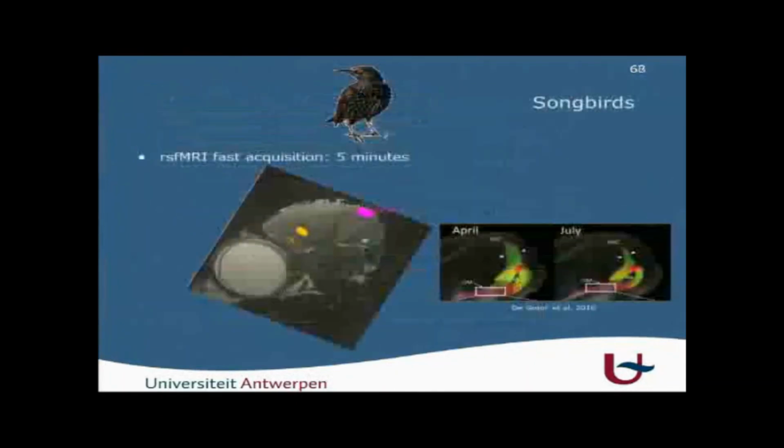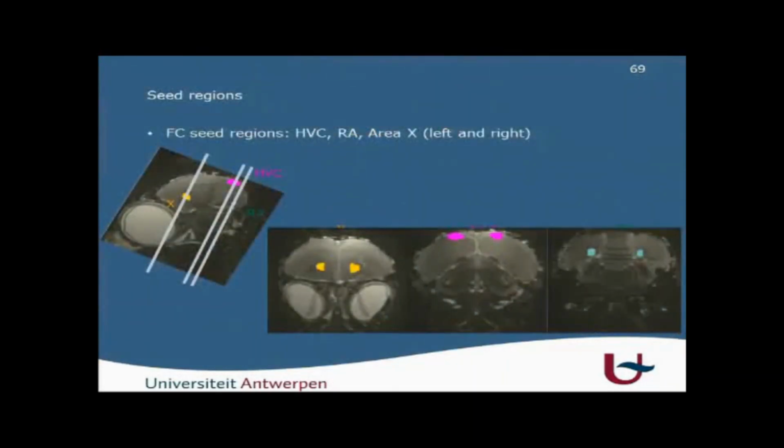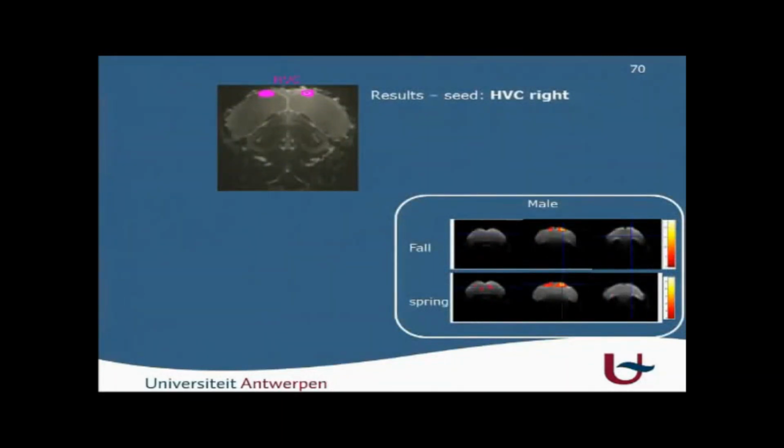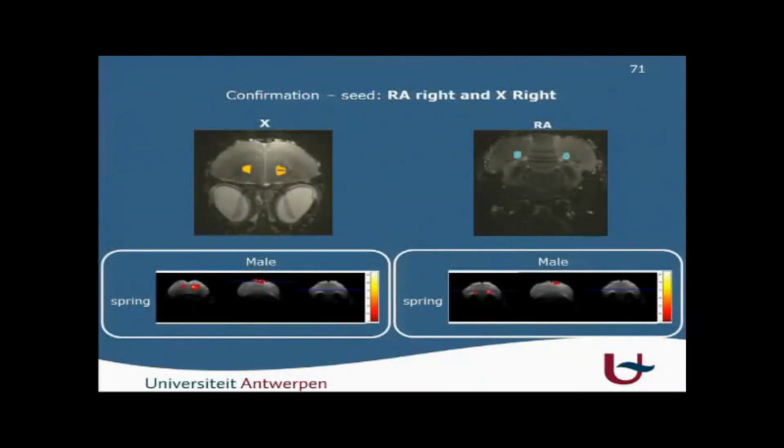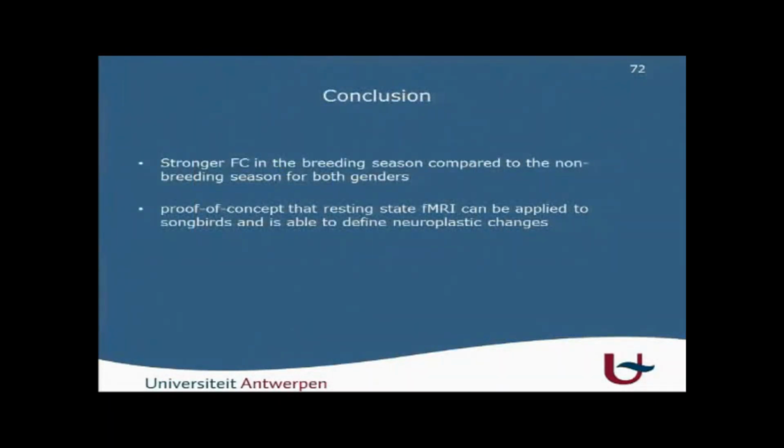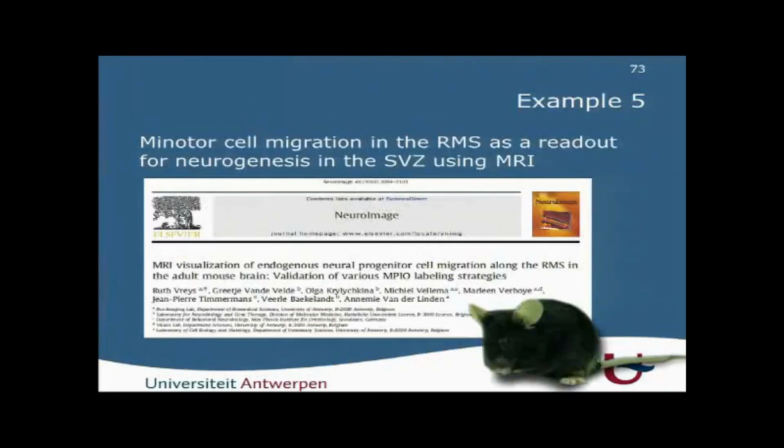And we try to do this in birds, and I will give only one example. So you acquire bold images, which takes only 5 minutes, and the focus is still on the same circuitry which I showed before. And then you can see, for instance, that in fall I can see part of the circuit, and in spring it is connected with other parts of the song control system, just as an example. Okay. So conclusion, functional connections during rewiring can be followed with resting state functional MRI.